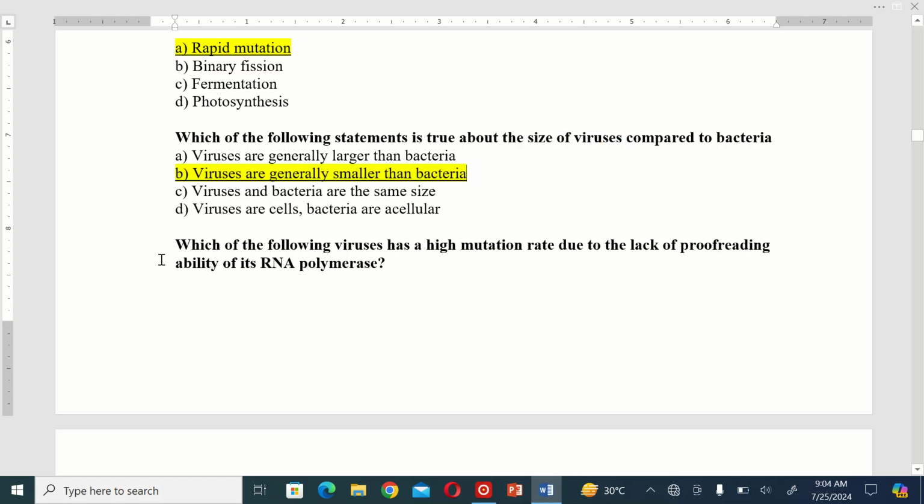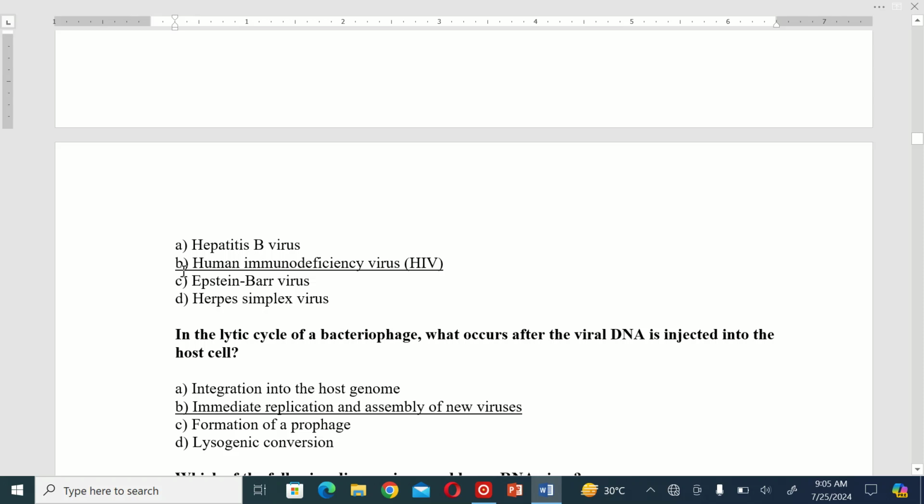The next MCQ is: which of the following viruses has a high mutation rate due to the lack of proofreading ability of its RNA polymerase? The first option is hepatitis B virus. Second, human immunodeficiency virus (HIV). Third, Epstein-Barr virus, and fourth, herpes simplex virus. So the correct option is B.